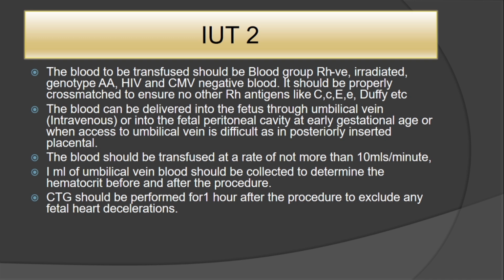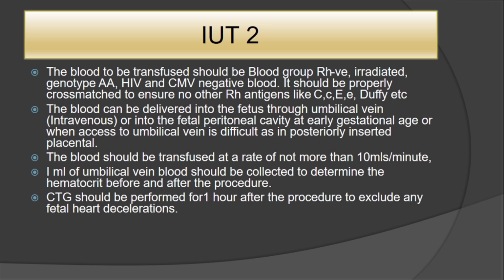And the blood can be delivered into the fetus through the umbilical vein. And it can also be delivered into the fetus through the peritoneal cavity. Usually the peritoneal cavity is favored when the gestational age is early or the access to the umbilical cord is difficult, like when the placenta is lying posteriorly. In an anteriorly lying placenta, it is possible to access the umbilical vein easily.